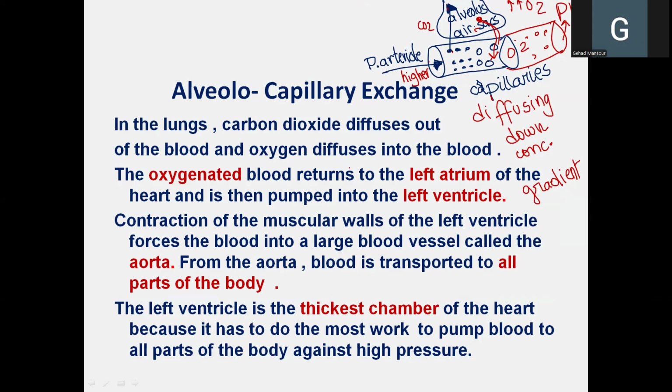The oxygenated blood returns, as we have just said, to the left atrium of the heart via four pulmonary veins, and then it is pumped to the left ventricle. The left ventricle then passes the oxygenated blood to the aorta, and the aorta transports it to all parts of the body. And that's why the left ventricle is the thickest chamber in the body.